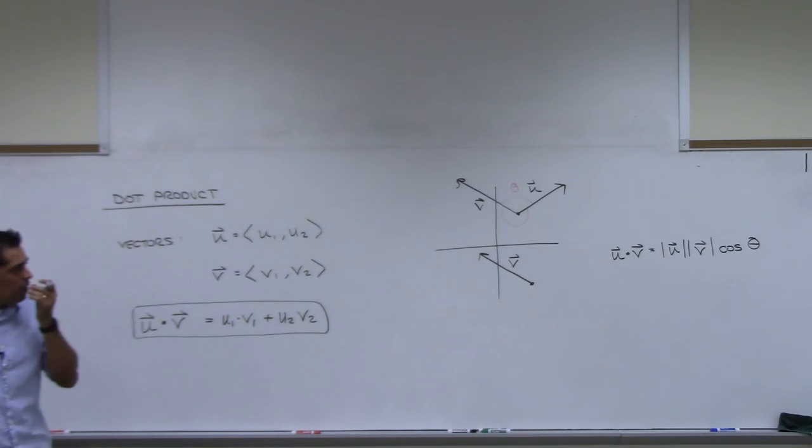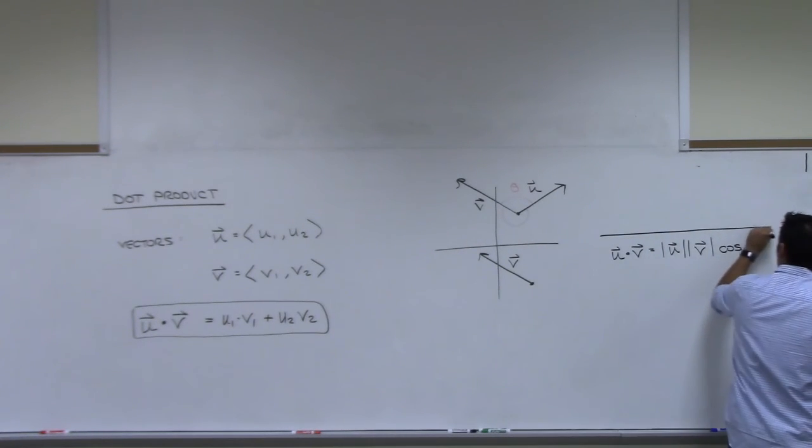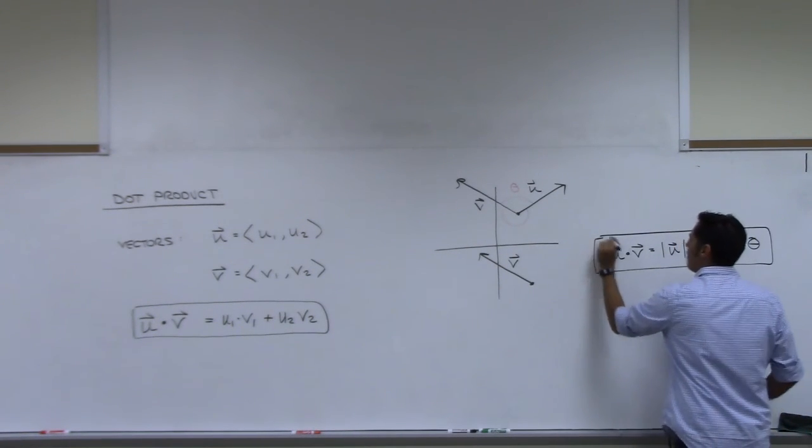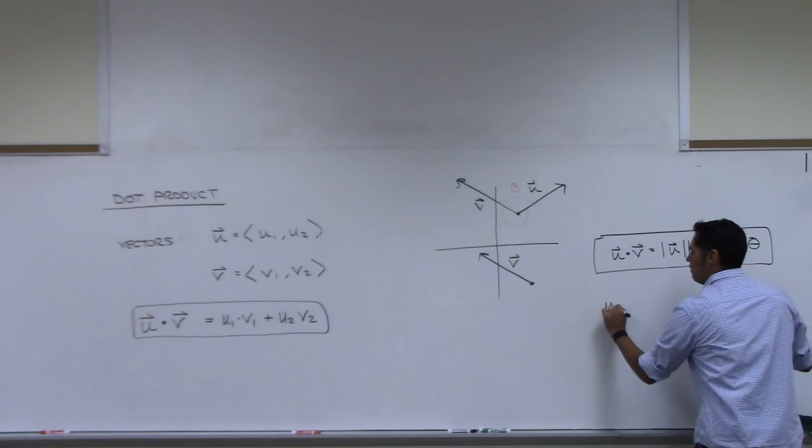Can you take that equation over there and solve it for theta? How would you do that? Divide by the lengths first on both sides, right? So let's do that. I leave u dot v on the left side.